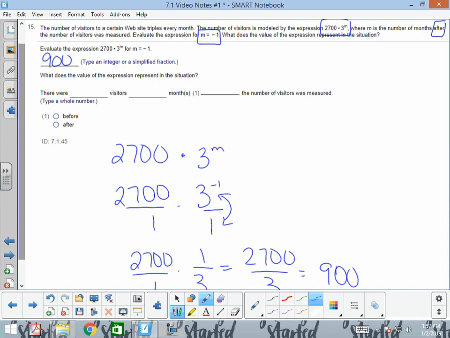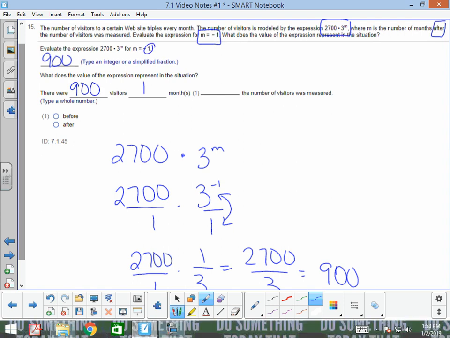Now, next it's going to ask you a series of questions. There were 900 visitors, and that m, the 1, is 1 month. And the negative, here it says after, so the negative means before. Okay, so there were 900 visitors 1 month before the number of visitors was measured.